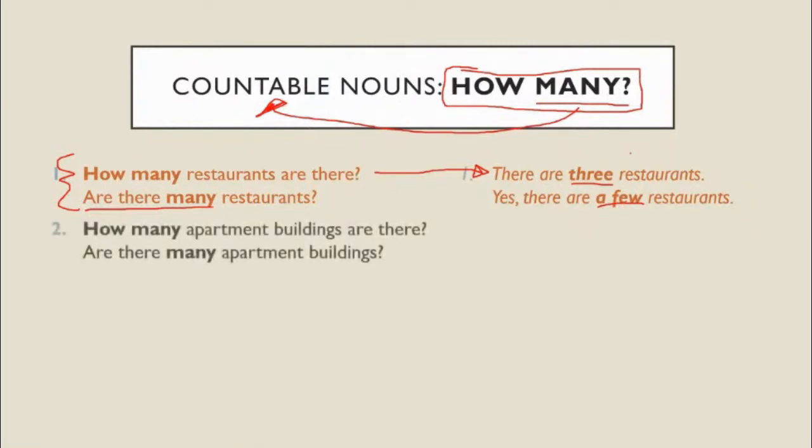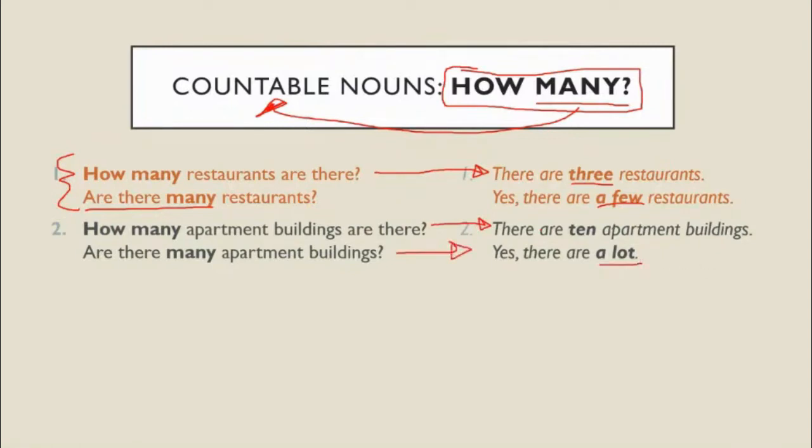Number 2, how many apartment buildings are there? Or are there many apartment buildings? How many are there? There are 10 apartment buildings. Are there many? Yes, there are a lot. Okay, let's take a look at number 3. How many, or are there many?